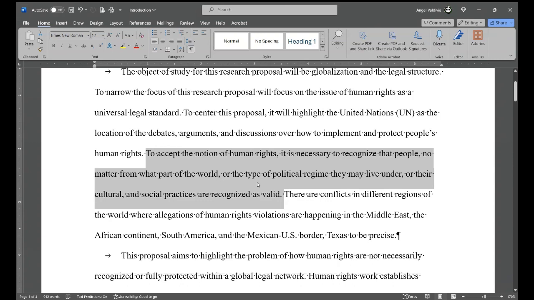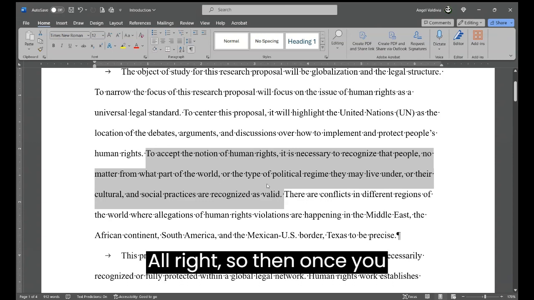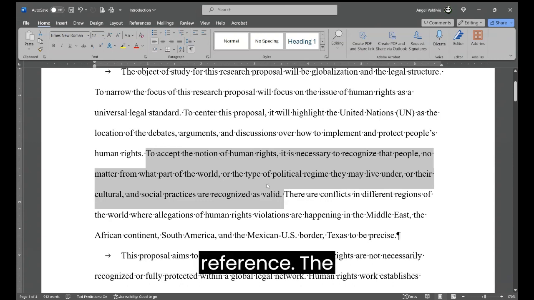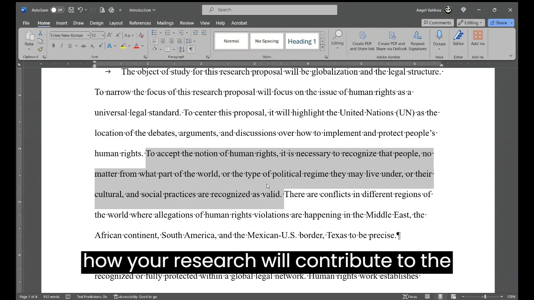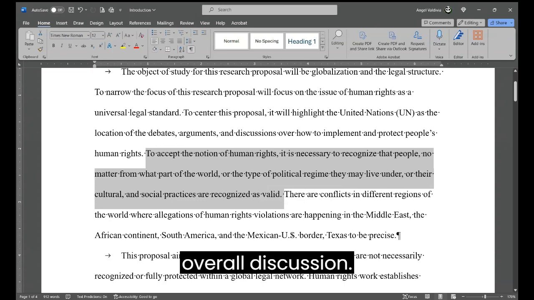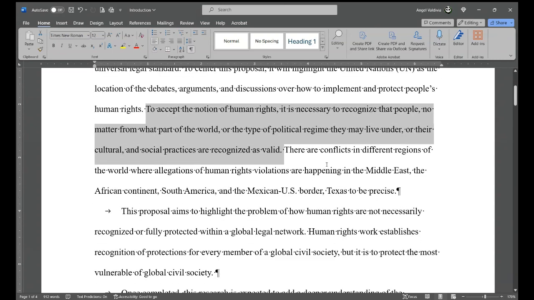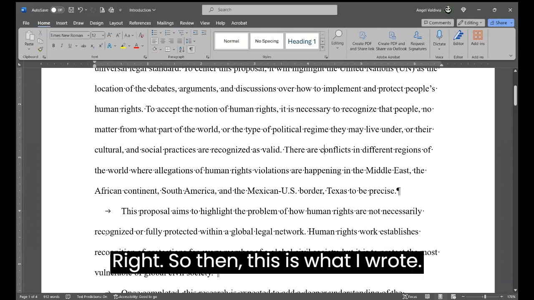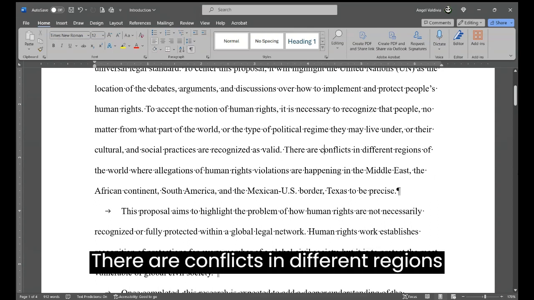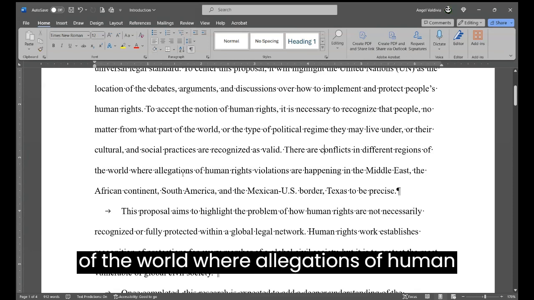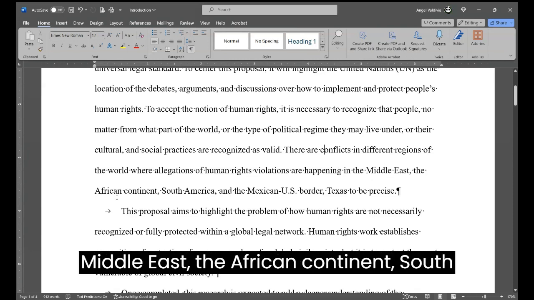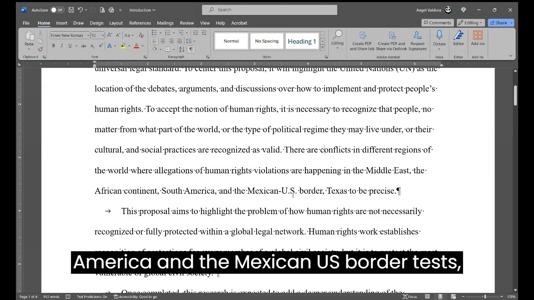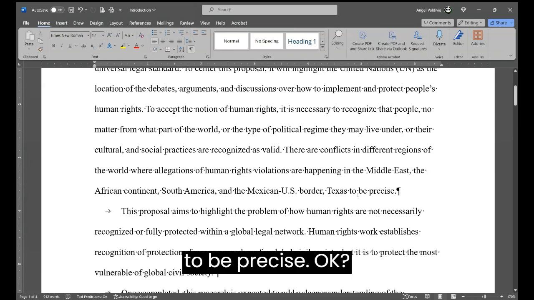Okay. All right. So once you reference the problem, then you're going to describe how your research will contribute to the overall discussion, right? So this is what I wrote: there are conflicts in different regions of the world where allegations of human rights violations are happening, in the Middle East, the African continent, South America, and the Mexican-US border, Texas to be precise.